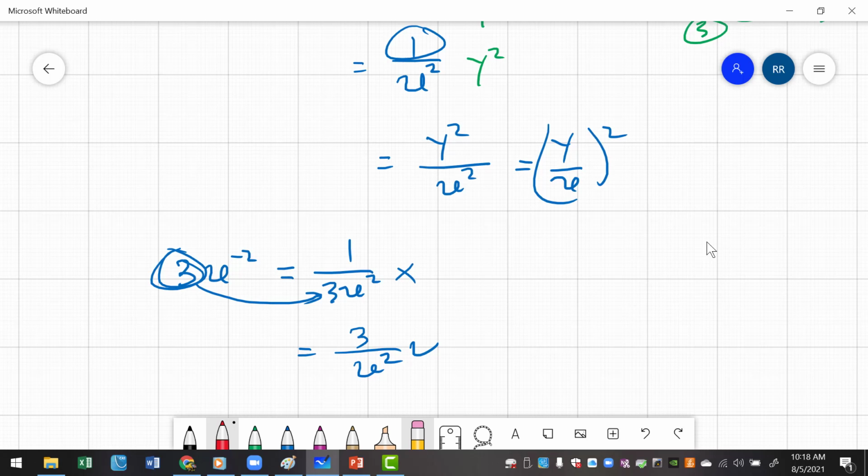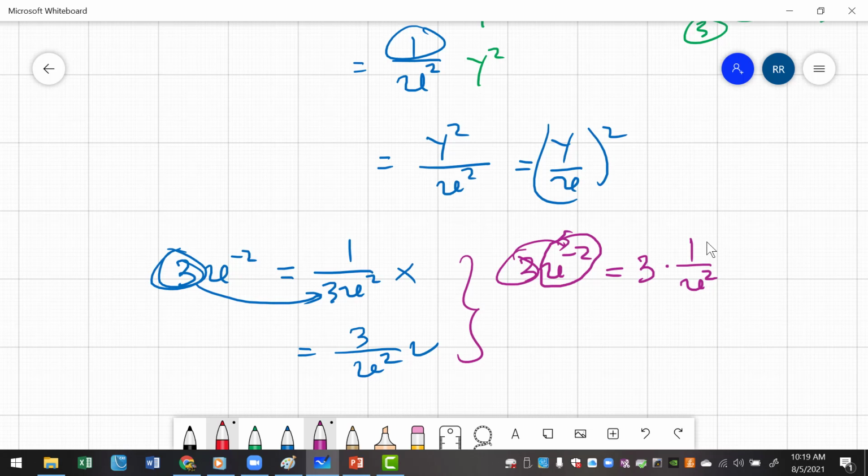Let's say I rewrite again. If I have 3x to the power of minus 2, this is the same thing as 3 times 1 over x squared. Notice that the one that's changing is only x, which has this negative index. This 3 doesn't include the minus 2 power. If you want to make it into a positive power, you only need to change that. You don't need to change the 3.